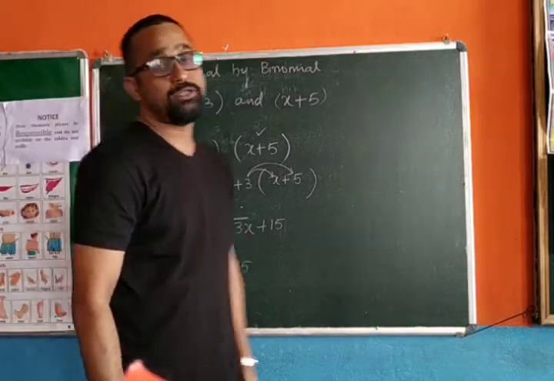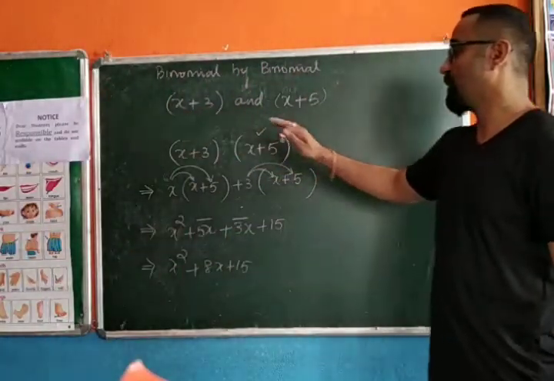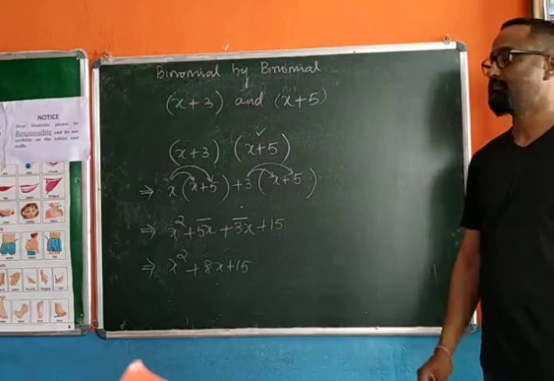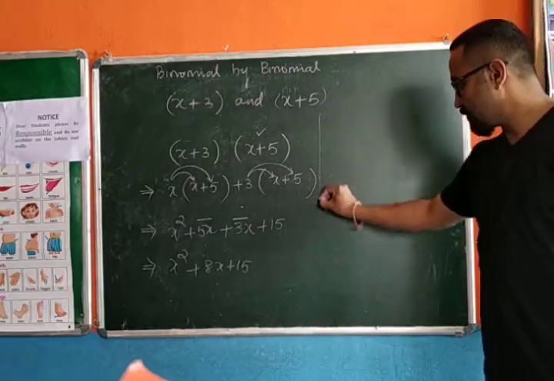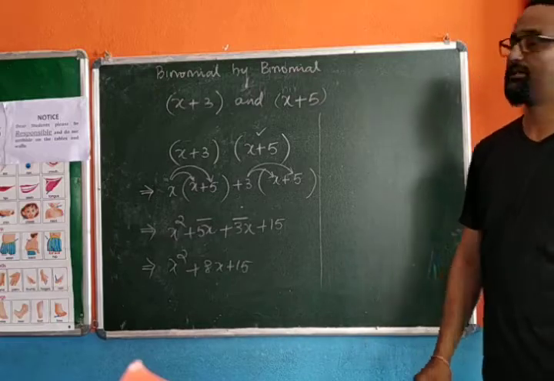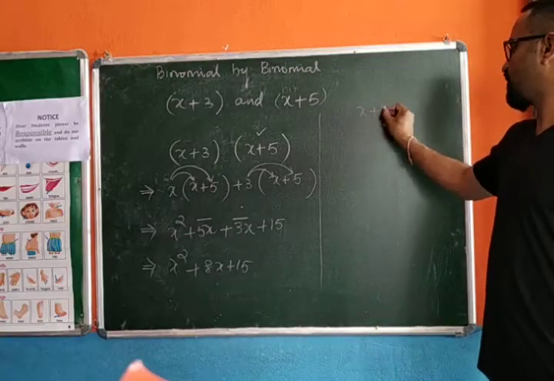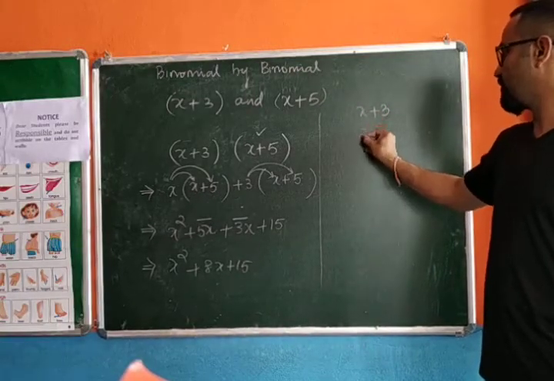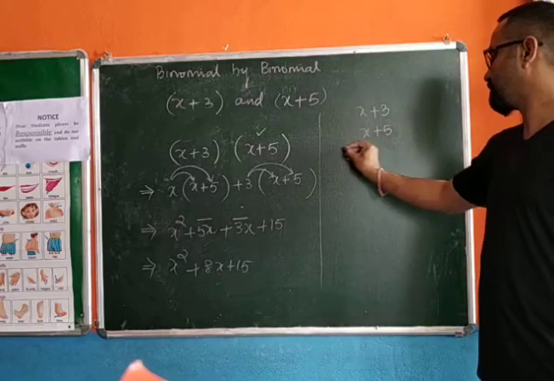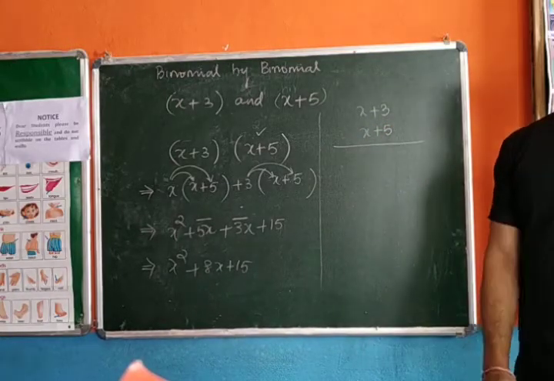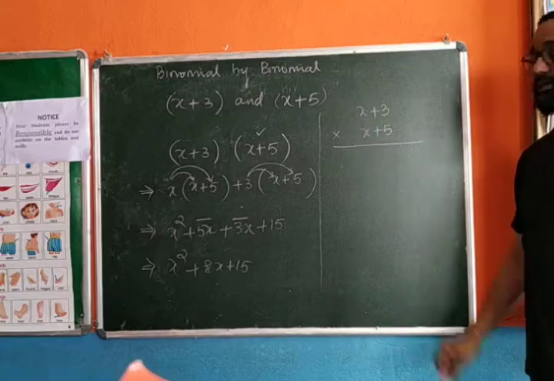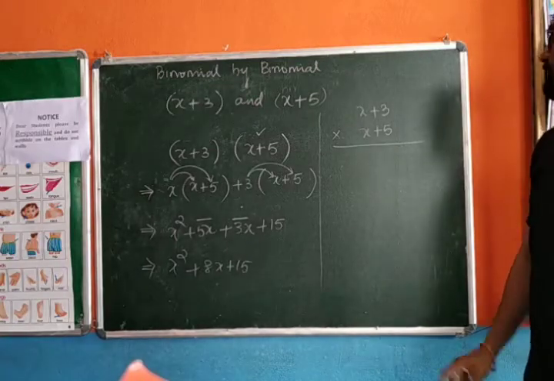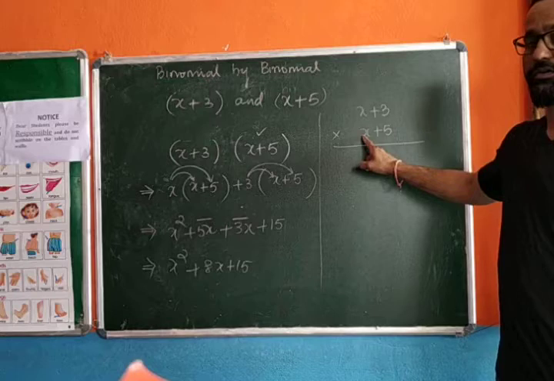This is the multiplication of binomials by row method. You can proceed with column method as well. X plus 3. Just below this you write x plus 5. And then we multiply this. Look at the multiplication. We proceed from here.